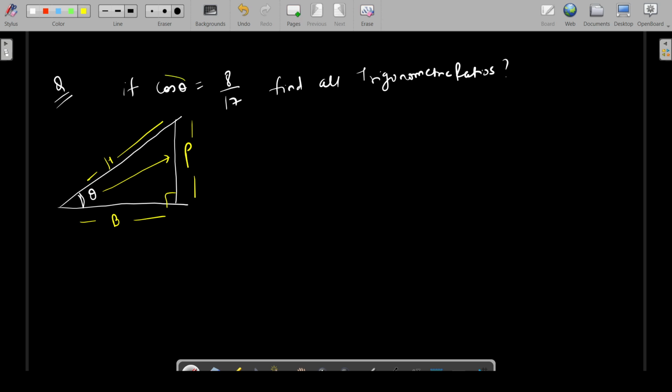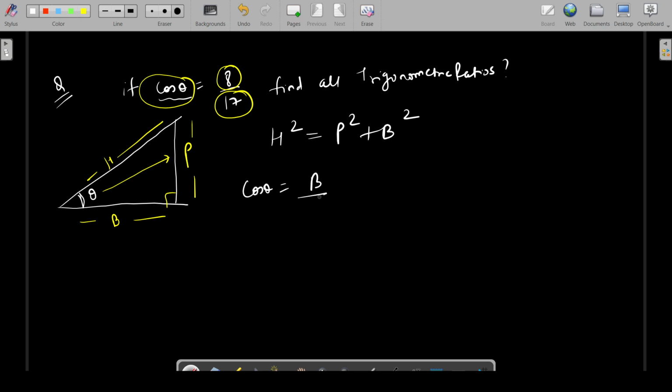Now cos theta is equal to 8 by 17. I am going to use the Pythagorean theorem. The Pythagorean theorem is hypotenuse square equal to perpendicular square plus base square, correct? We know cos theta is base upon hypotenuse. Here it is given 8 by 17, so the base corresponds to 8 and the hypotenuse corresponds to 17. That means this is your 8 and this is your 17.